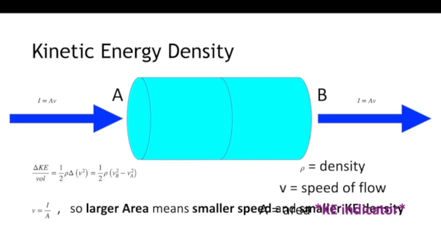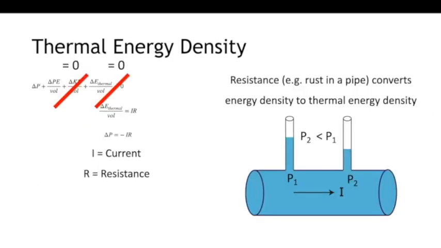So if the area goes up, in order to conserve current, speed has to go down. And if the area goes down, the speed has to go up. So when a pipe gets wider, we know kinetic energy goes down. And when a pipe gets narrower, we know kinetic energy goes up.